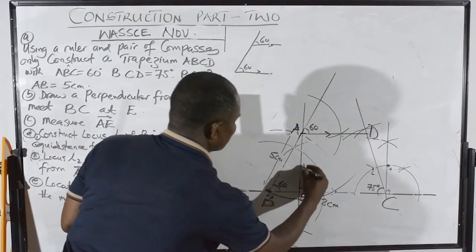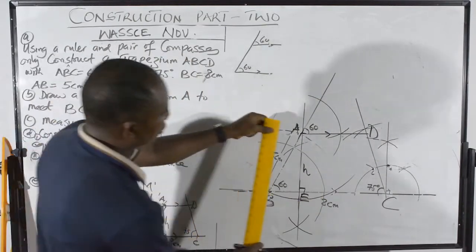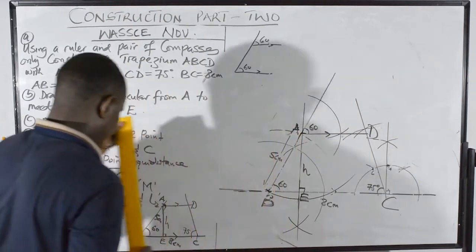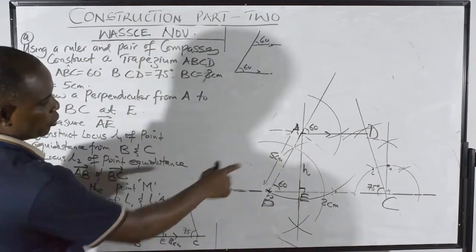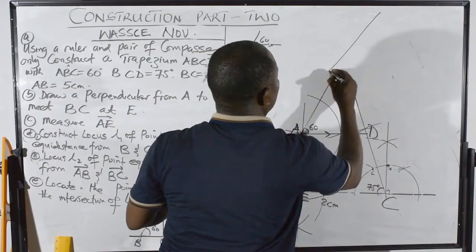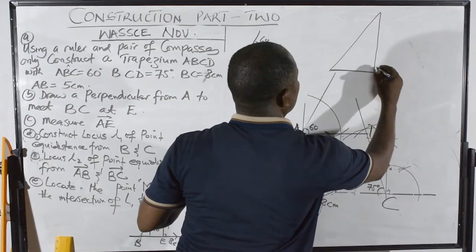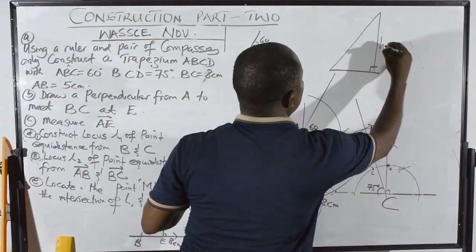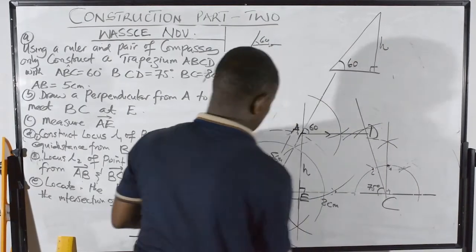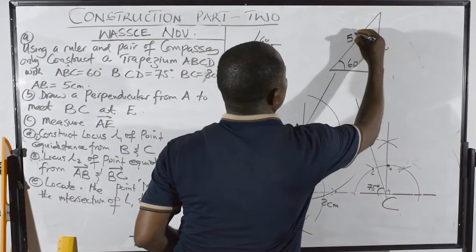You say measure this, that is the height. So if you measure it, you must be able to verify your measurements. You can use the ruler to get that distance if you like. You have that. This is it there. So you now want to find this height, and this is 60. That's 60. And you have 5 there already, 5 centimeter.